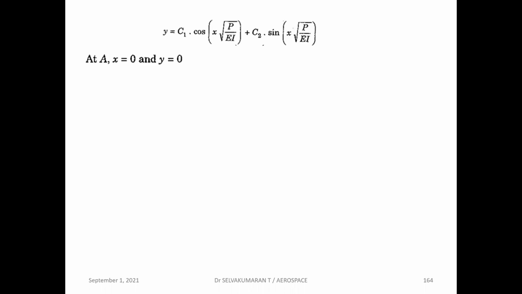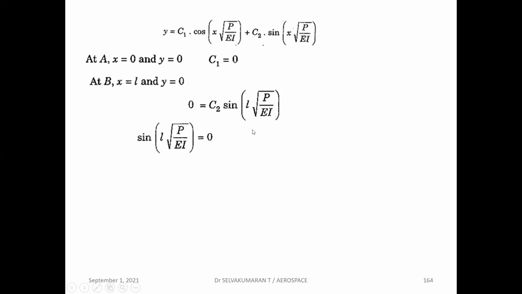So at A, that is the initial support, x is equal to 0, deflection is 0. This is the boundary condition. When you apply it, we get from this equation C1 to be 0, because x is 0, so cos 0 is 1, y is 0. So C1 is 0. At B, x is equal to L, y is equal to 0. So from the same equation, y is 0, C1 already 0, this term will vanish, C2 into sine of L root of P by EI.